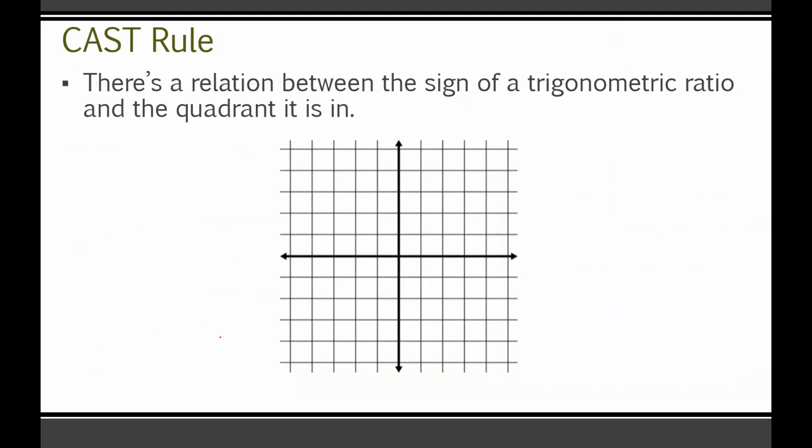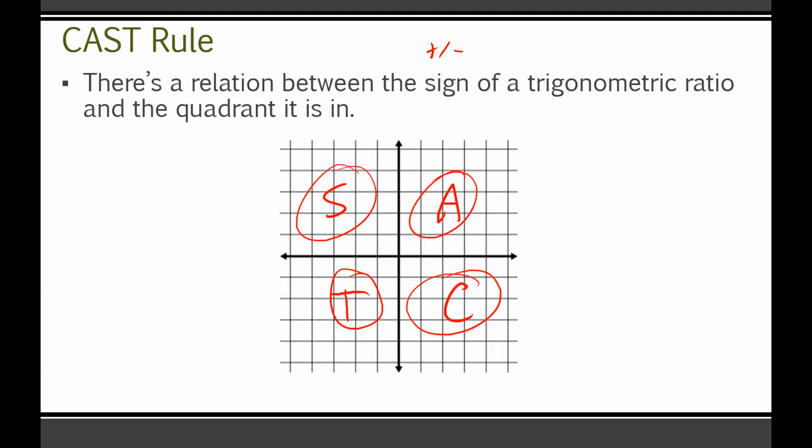Just remember there's a relation between the sign, positive or negative, of a trig ratio, sine, cos, tan, and the quadrant it's in. The cast rule, for whatever reason, starts down here in quadrant 4. That's going to be your C quadrant. Then this is your all quadrant. This is your sine quadrant. And this is your tan quadrant. What this just basically means is down here in quadrant 4, cosine is the only thing that's positive. Up here in quadrant 1, all of them are positive. A stands for all. All of them are positive. In this quadrant, the only thing that's positive is sine. And then in this quadrant, quadrant 3 down here, tan is the only thing positive.